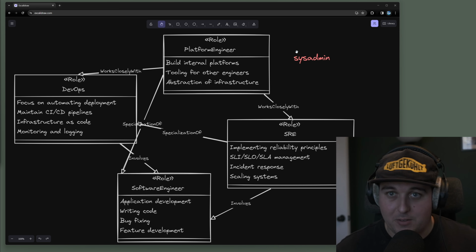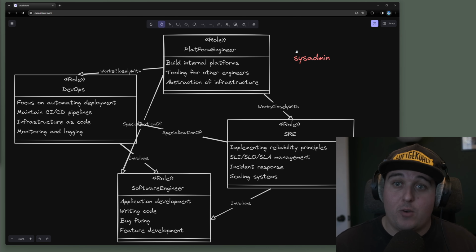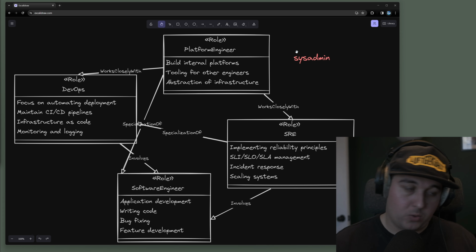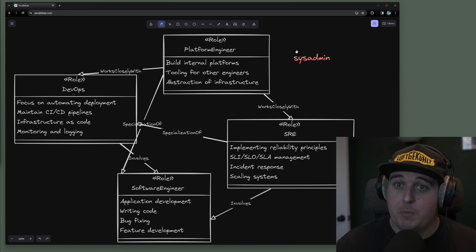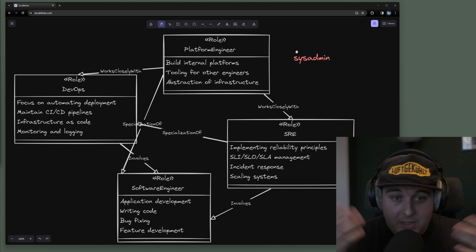You can't manually configure those. So what I do in my role is I write software to do that work, right? And I think that's the important part. I like writing software to do my job. And I think a lot of you probably relate.